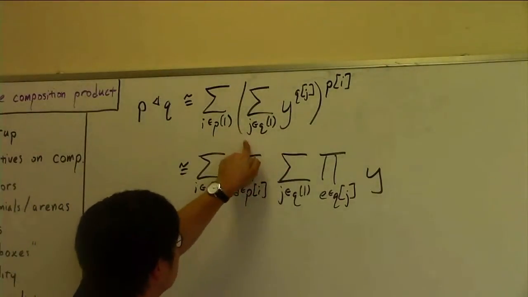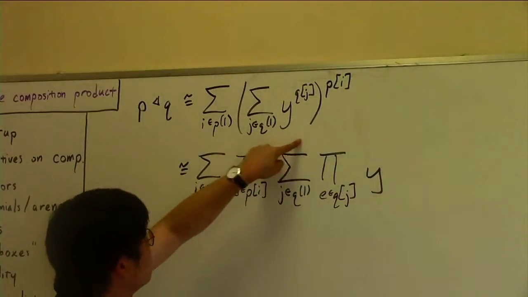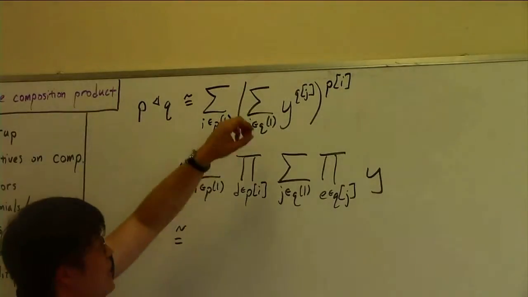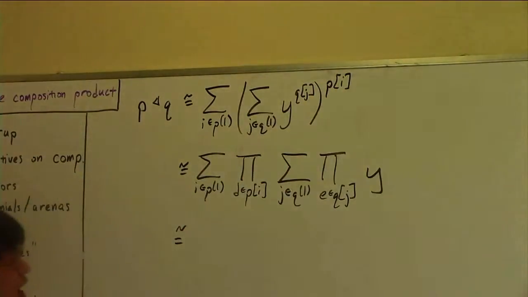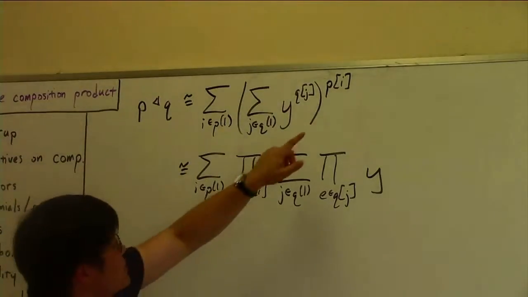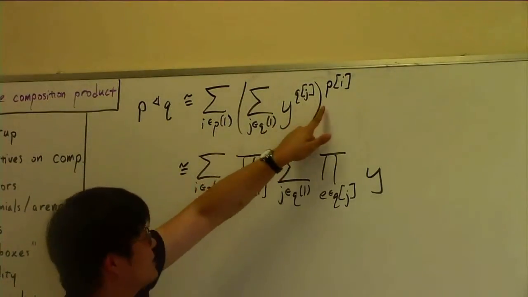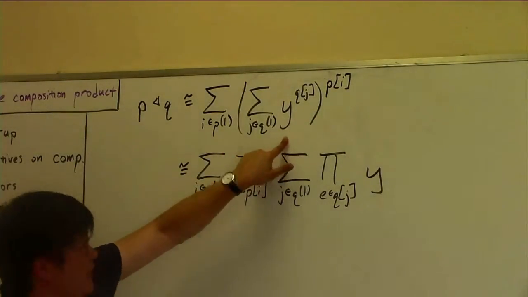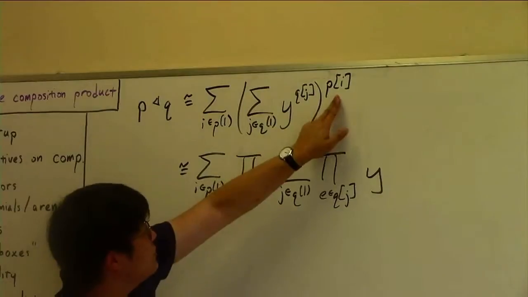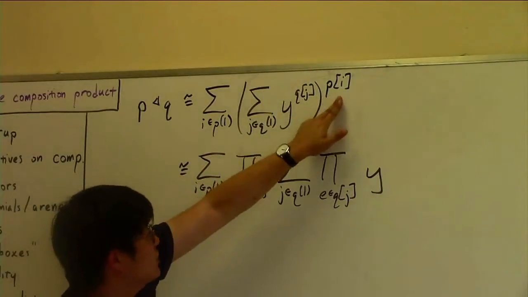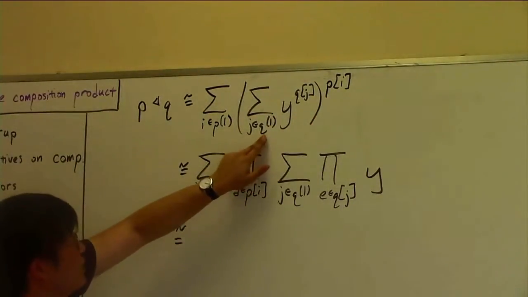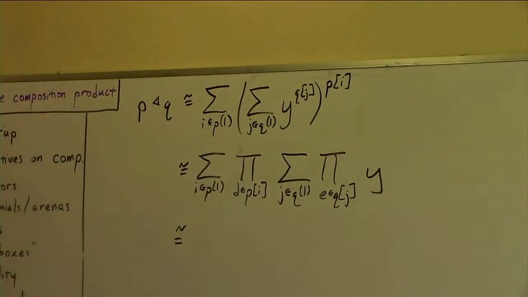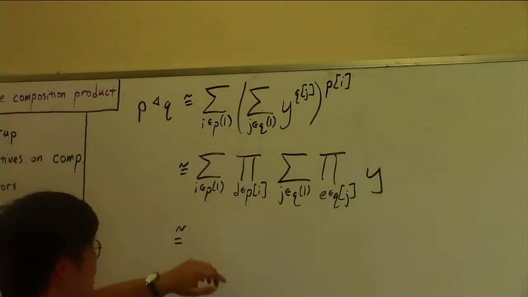And so you have this big sum of a bunch of y to the q bracket j terms, and then you're raising that sum to p bracket I, you're going to get a bunch of terms, and each term is going to assign for each element of p bracket I some term in here. So you're going to have a sort of function from p bracket I to q of 1. Another way to think about that is just looking at this directly, right?